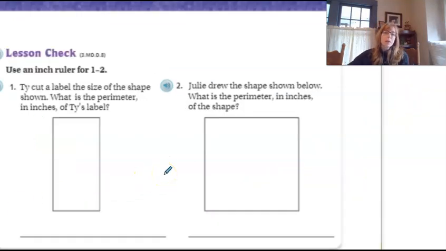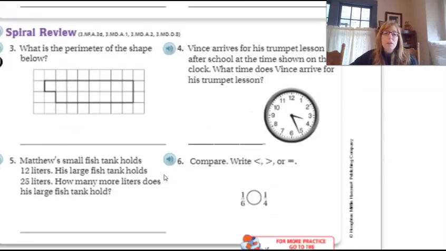All right, so down below, use an inch ruler. We cannot do that. We're going to go to the spiral review, and it says, what is the perimeter of the shape below? So this one is already in centimeters. You can see that. And perimeter is the distance around. So we're going to count starting here. So starting here, that would be 1, 2, 3, 4, 5, 6, 7, 8, 9, 10, 11, 12, 13, 14, 15, 16, 17, 18, 19, 20. So all the way around, that would be 20 centimeters, because we know each of those stand for centimeters. And we know perimeter is the distance around.